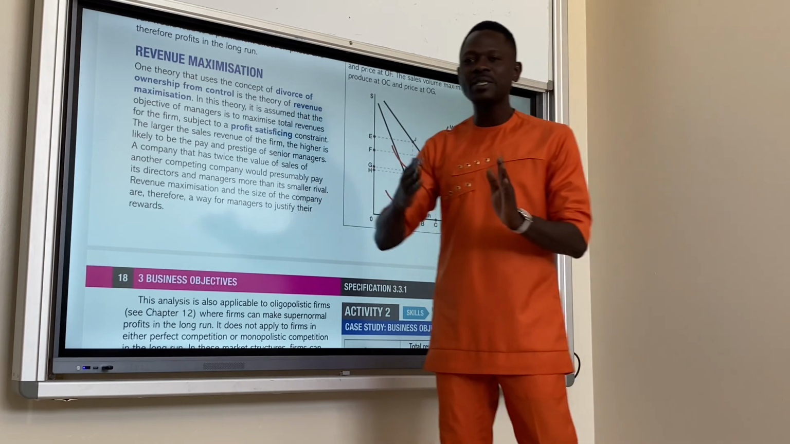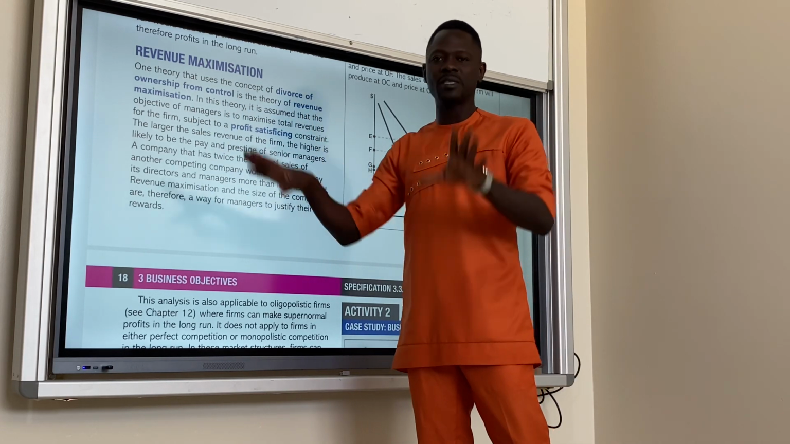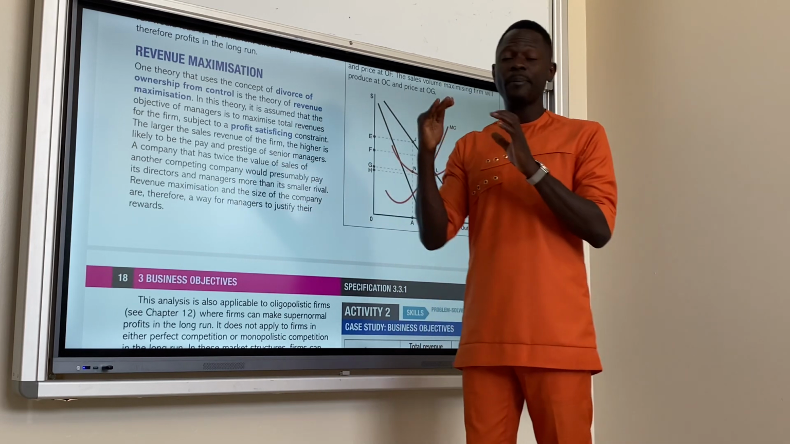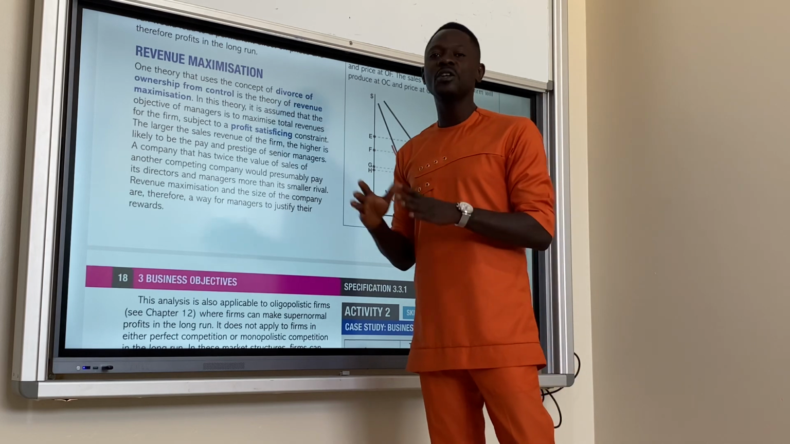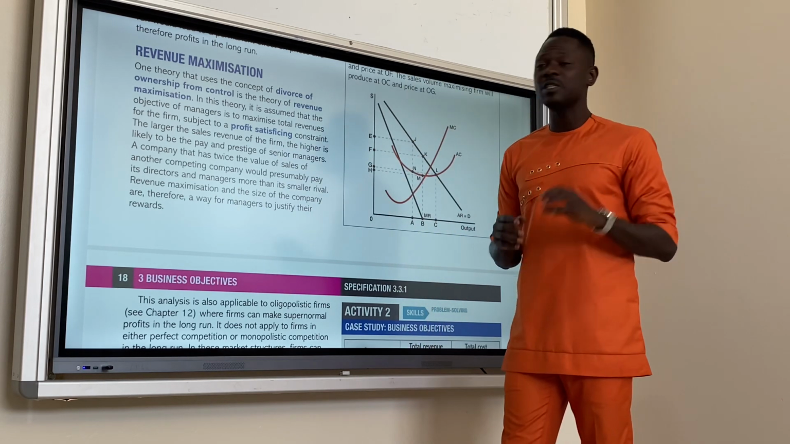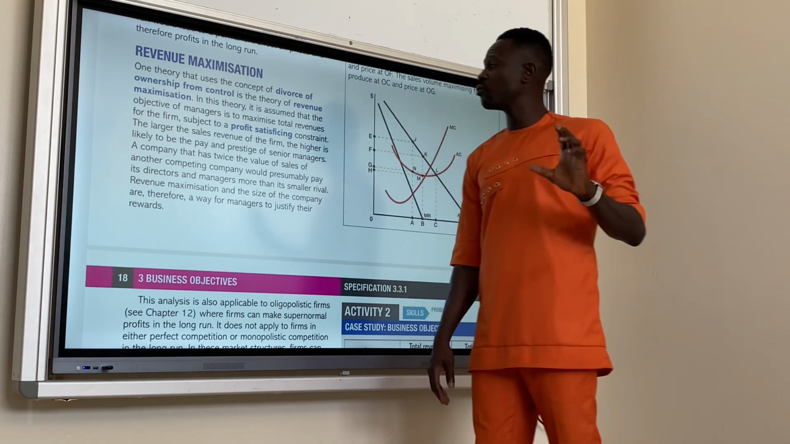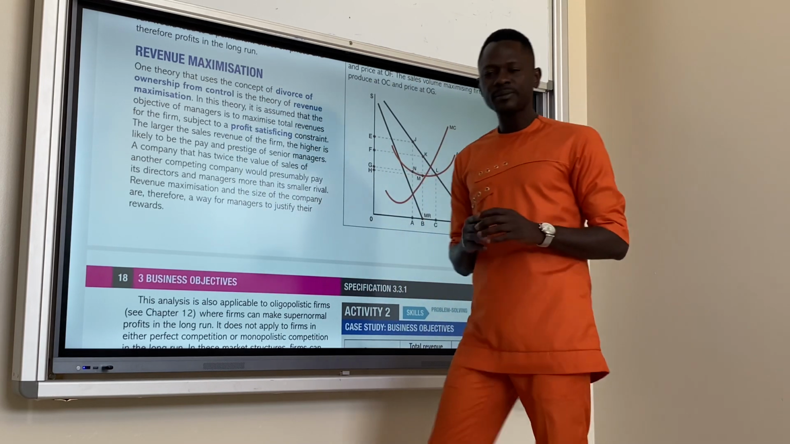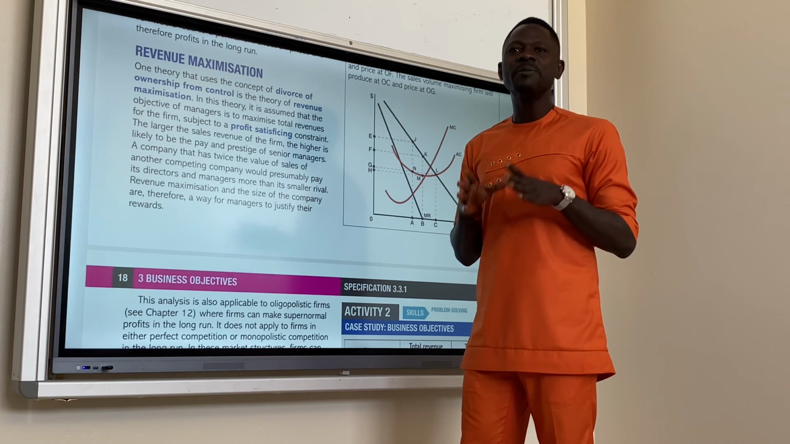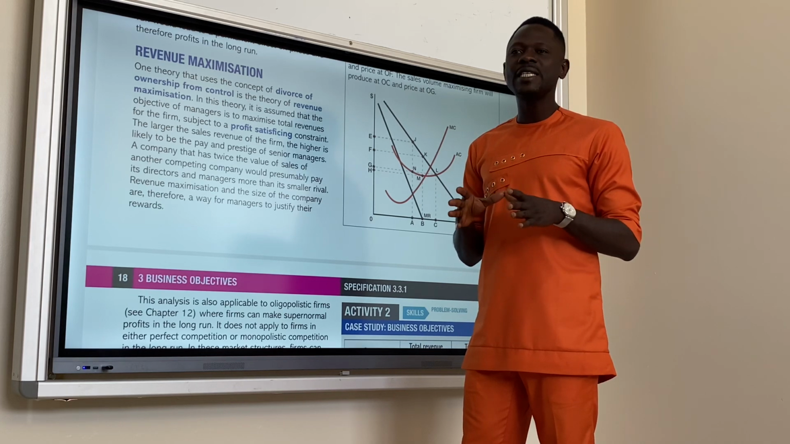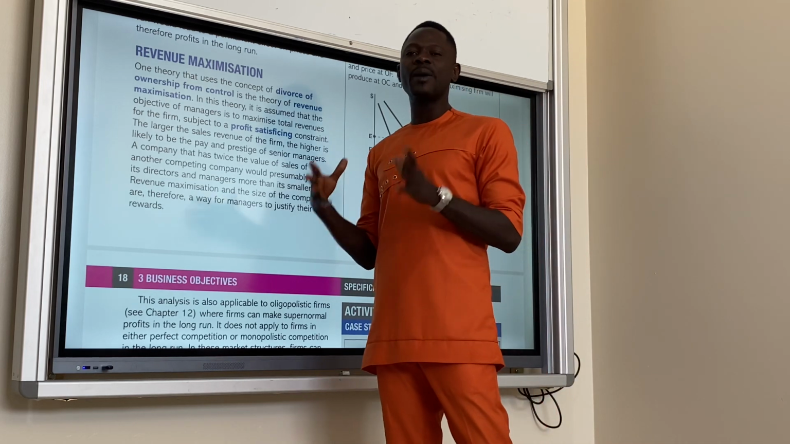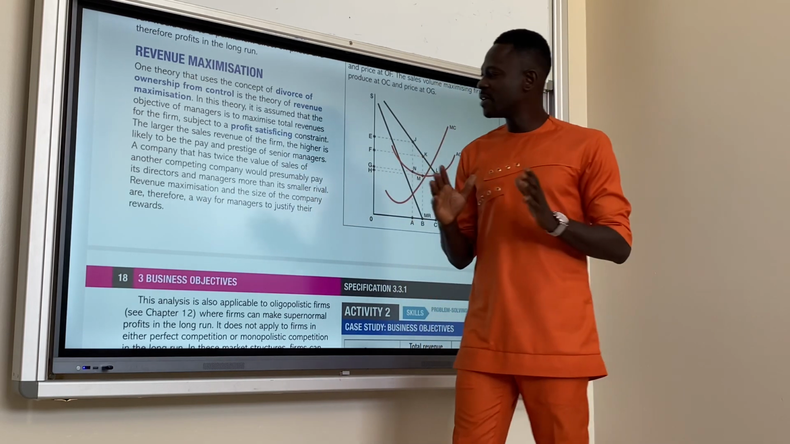So the owners of the business become a separate entity from the business. They appoint managers or directors to handle the operations. That is what divorce of ownership and control means. So when we talk about revenue maximization, it means the business or the firm is targeting a large amount of sales. That is what revenue maximization is for.